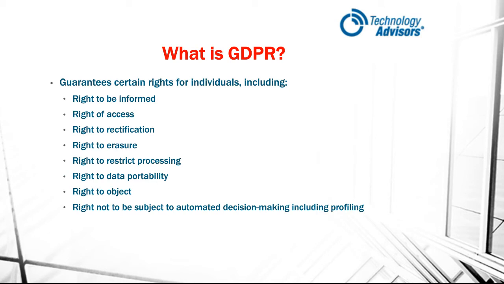GDPR guarantees certain rights for individuals, and those individuals, again, are EU citizens. So even if you're a United States company and you happen to have an EU citizen living in Chicago, Illinois, and they happen to be a customer of yours, then that is still covered by GDPR. And that gives these EU citizens the right to be informed, so they can always call up your company, and you have to tell them if you have data about them and what that data is and where you got it or how you got it.